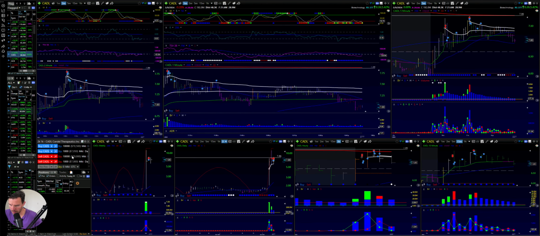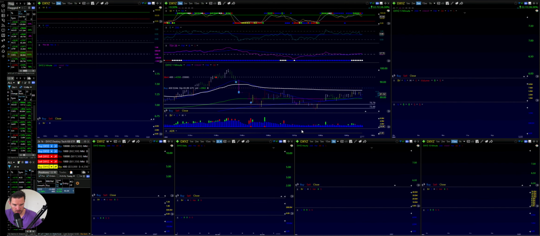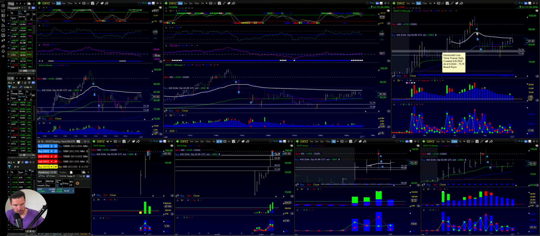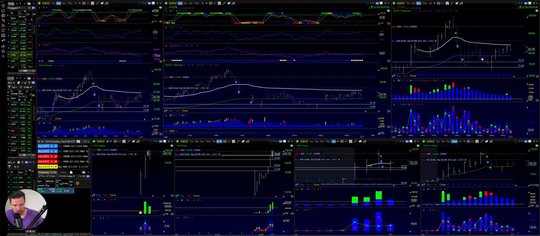This isn't, let me see if I can find a better example. Mostly I'm looking at signals. So everything's also color coded as well. So the price bars are color coded. So this purple bar here, purple is generally a sell signal.